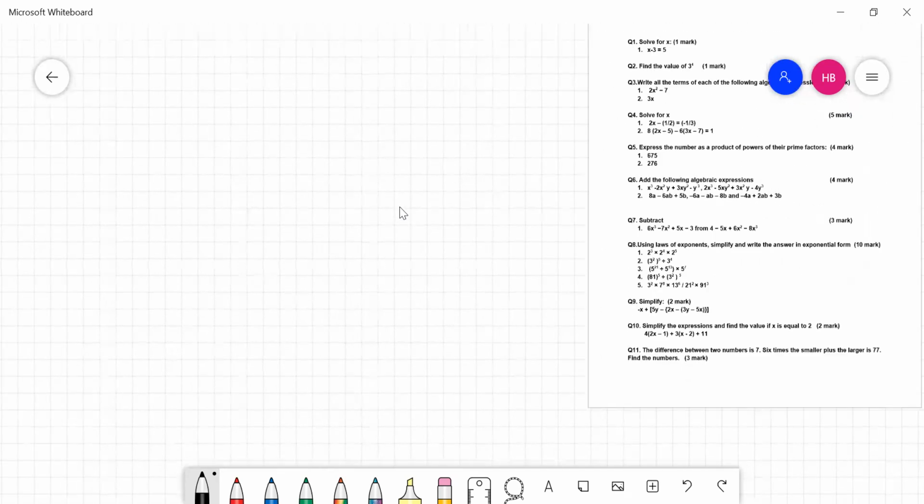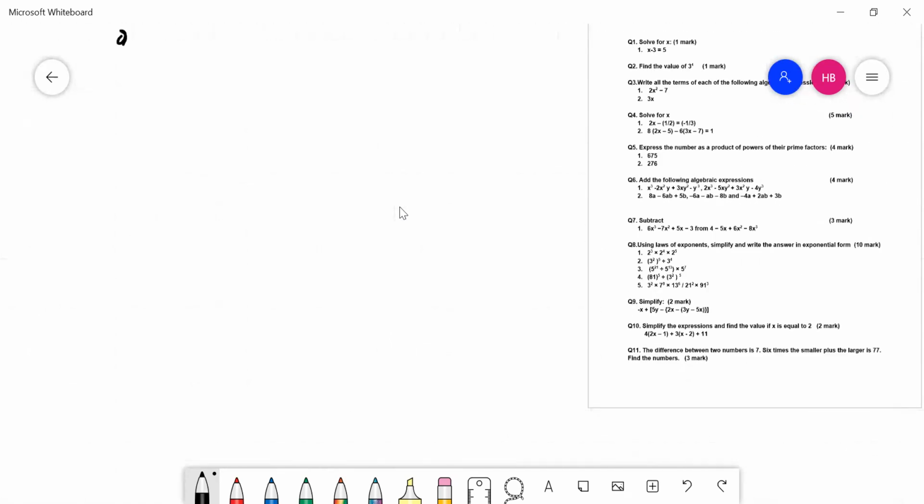Now let's go to question number 4. Again here you have to solve for x. So I have to find the value of x. 2x minus half is equal to minus 1 by 3. Same thing, we are going to take the constant part to the other side. So minus 1 by 3, minus will become plus 1 by 2.